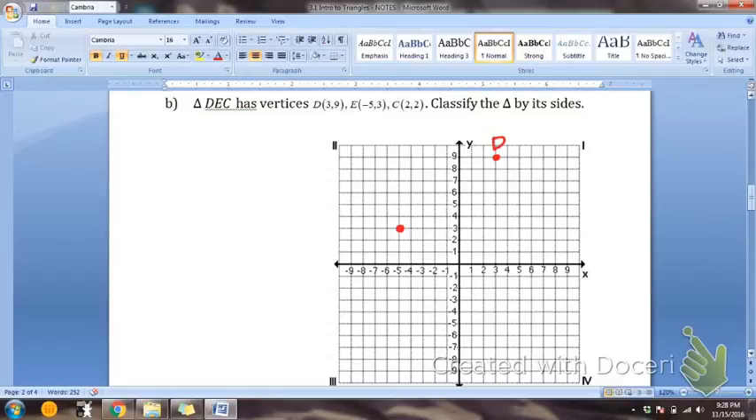So D is at (3, 9). E is (-5, 3). And then C is (2, 2). Now, because this is a triangle, let's go ahead and connect our points.